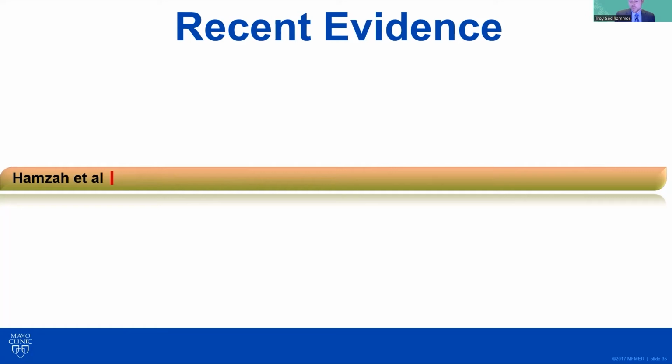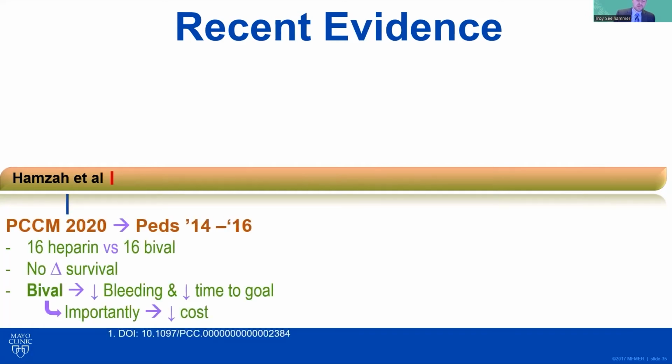Beginning in 2020 with Hamzah et al., this was published in Pediatric CCM in 2020. Really looking at an equal cohort, 16 heparin and 16 bivalirudin patients. 92% of these were veno-arterial ECMO patients, and there was no difference in survival between these two groups. But the bivalirudin group did have a reduction in bleeding and a reduction in the time to therapeutic intensity. And perhaps most importantly, actually, an overall reduction in cost of administration.